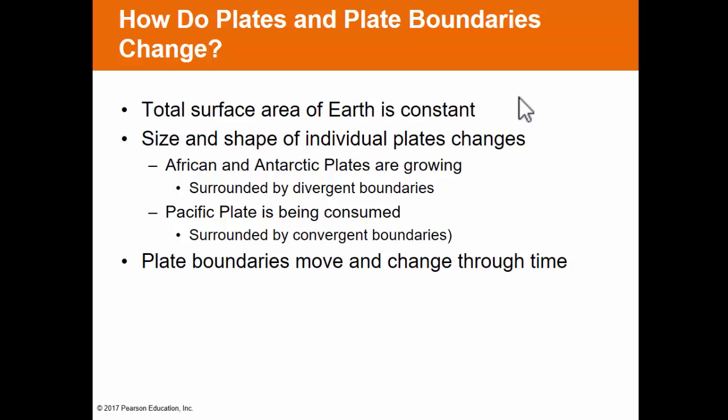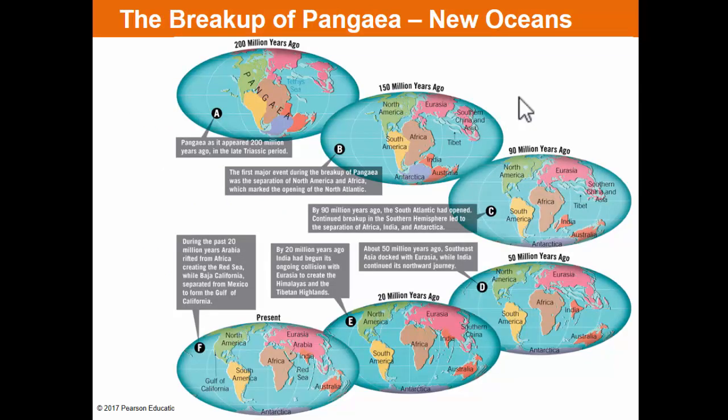The Pacific plate is being consumed. It's being surrounded by convergent boundaries. So the Pacific plate in time should get smaller and smaller and smaller. And of course, plate boundaries do change and move through time. And so here is a history of Pangaea. If you go back 200 million years, when the rifting began.